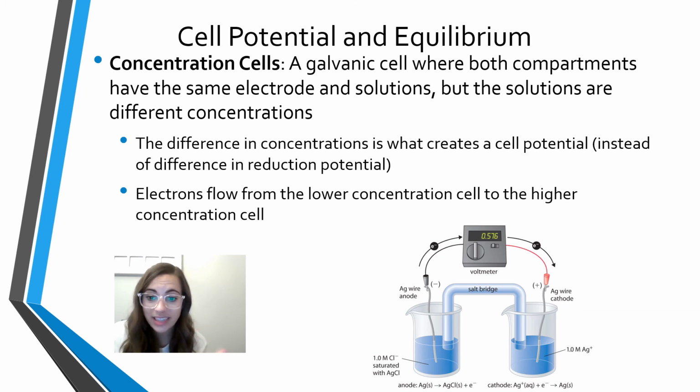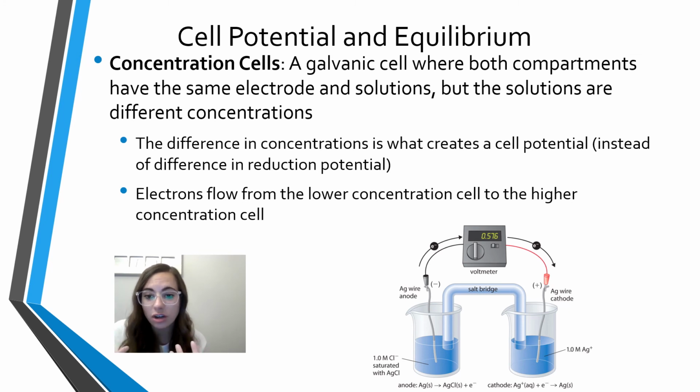Now, we can take the same principle and we can actually use the exact same reaction, same metal, and same solution. So in this example, both of them are silver, both of them are in silver chloride solution. But what we can do is alter the concentration. Normally, we have two separate reactions, and the one with the higher reduction potential is the one that's going to be reduced. So instead of that spontaneous reaction happening because one thing has the higher reduction potential, now it's the difference in concentration that's going to be the driving force that's going to pull the electrons.